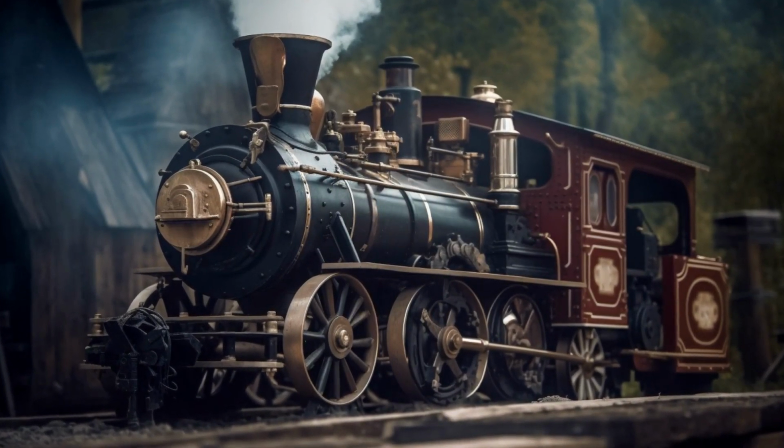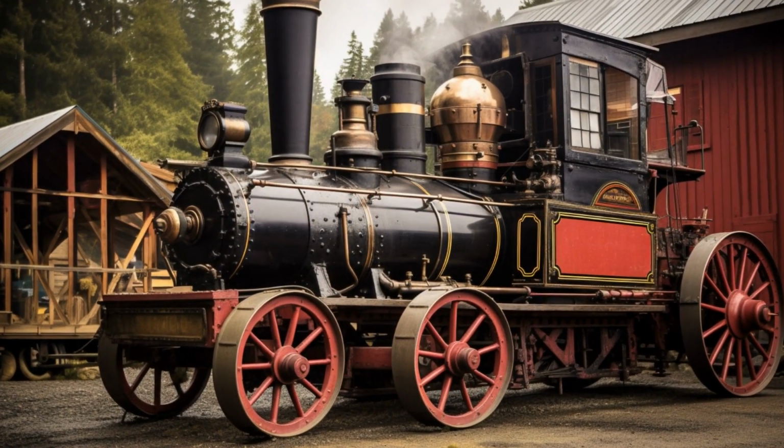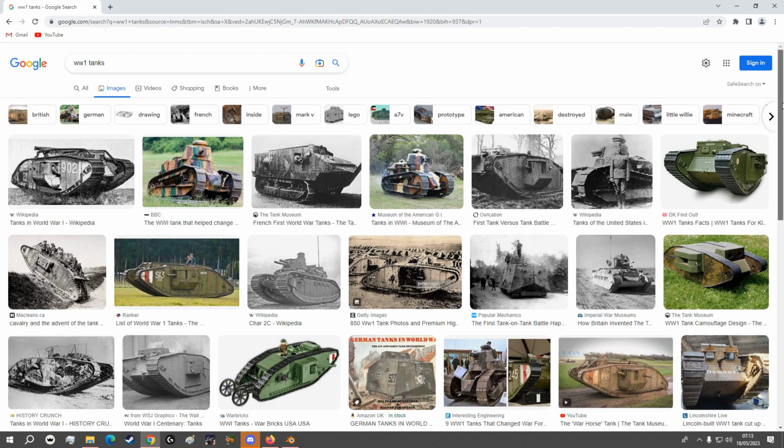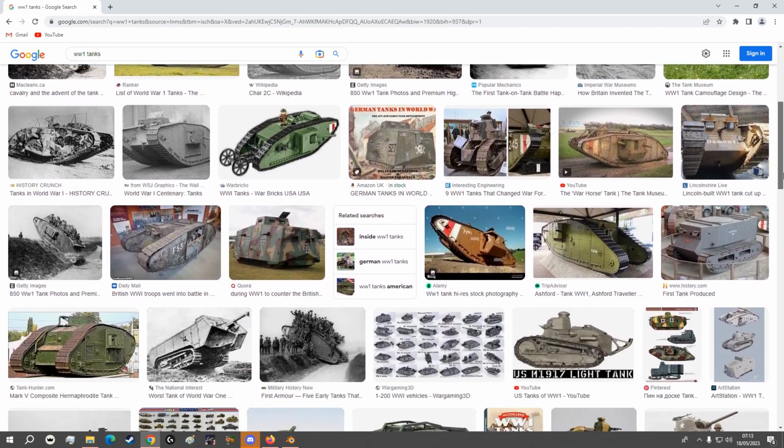Steam engines powered trains and ships, telegraphy enabled long-distance communication, and early flight technology was being used in the war. The first tanks were introduced on the battlefield.